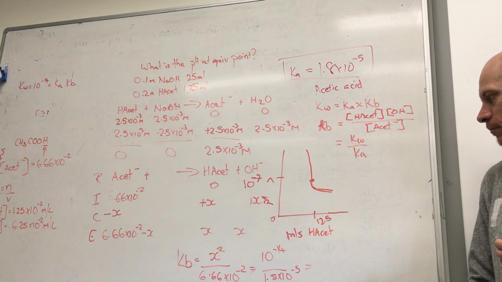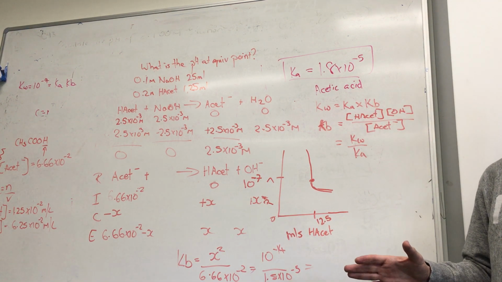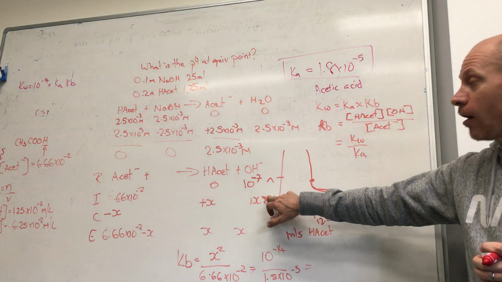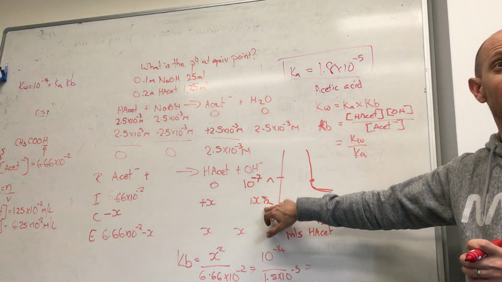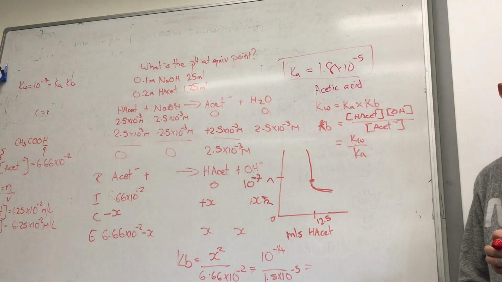That little X next to the OH minus, what is it? I can't tell. It says pH. That's for the graph. Oh, right. So it's just X. Yep.